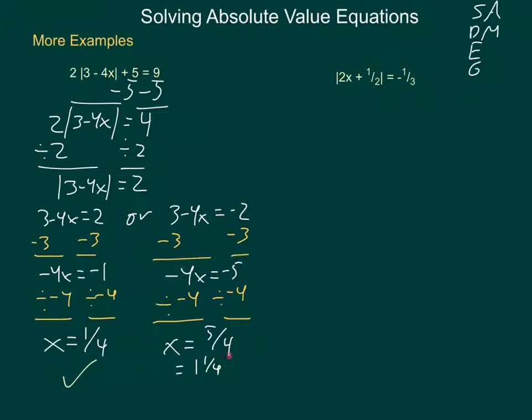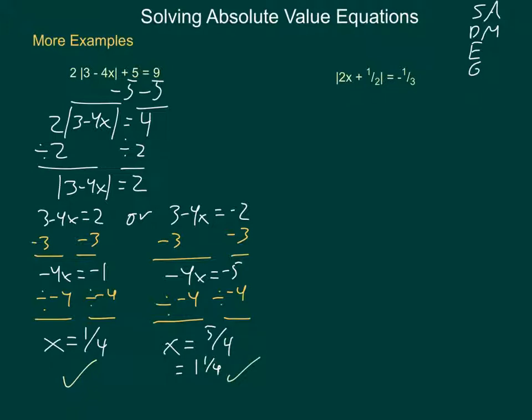Next, let's take our 1 1/4. 5/4. That'll be easier to use, the improper fraction. 4 times 5/4 is 5. 3 minus 5 is a negative 2. The absolute value of negative 2 is positive 2. 2 times 2 is 4. 4 plus 5 is the 9 we were looking for. Again, both of these work out.